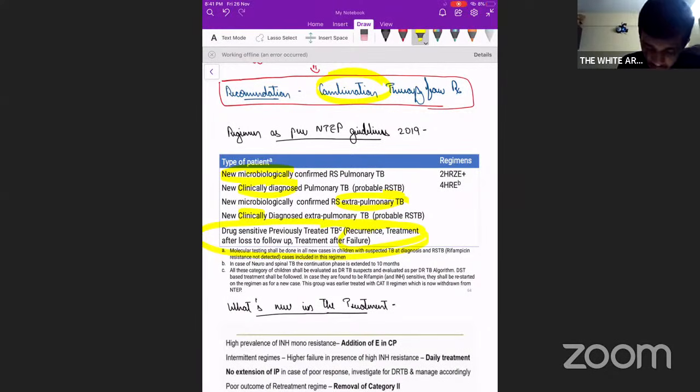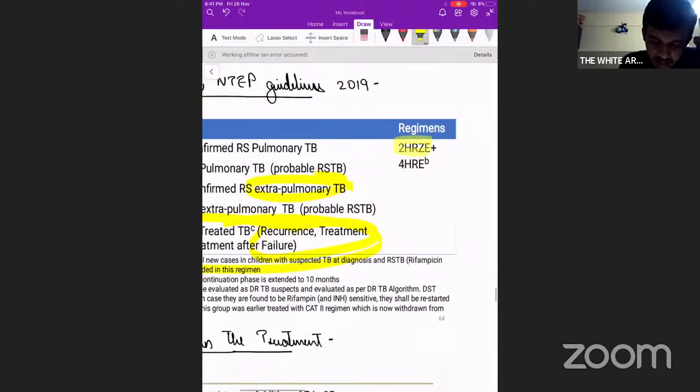And what is the regimen? It is again a daily regimen. Alternate day regimen has been removed. So now the drugs need to be given daily. An intensive phase consisting of HRZE for 2 months given daily, and a continuation phase consisting of HRE, isoniazid, rifampicin, and ethambutol, for 4 months. In the continuation phase, again, ethambutol has been added.